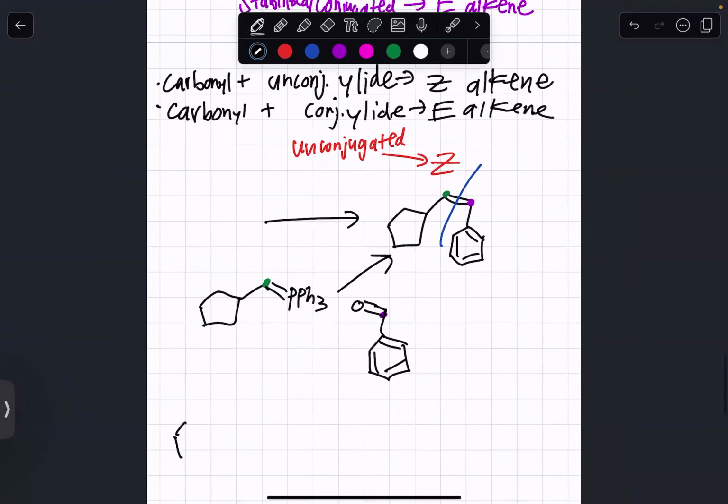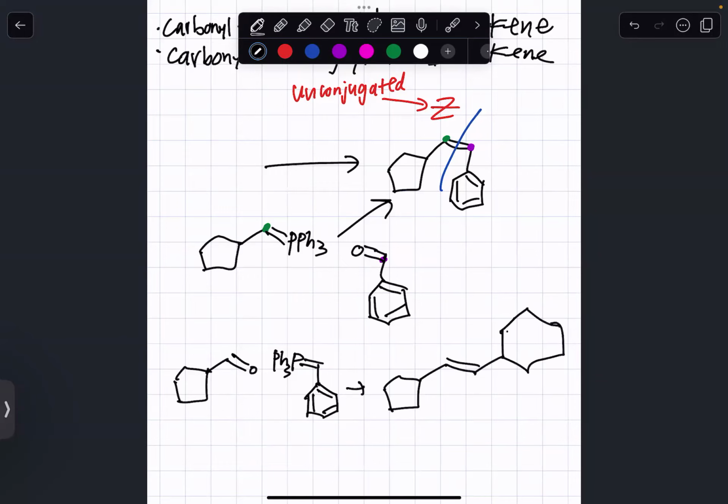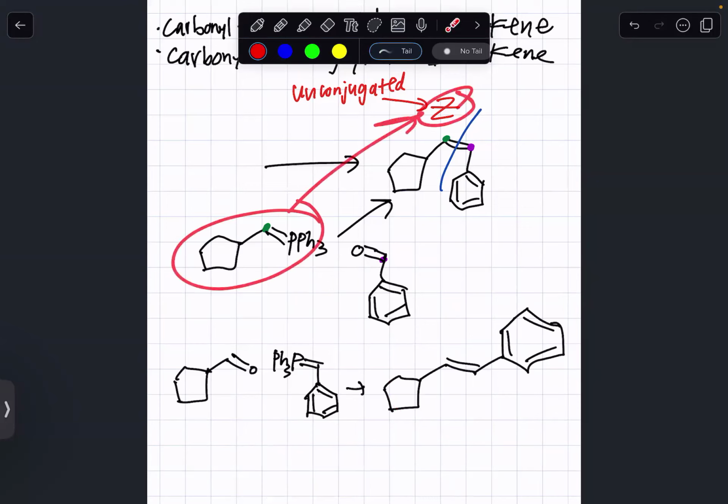If we reversed things, making that green carbon the carbonyl and that purple carbon the ylide, how would the product change? The alkene would become the E alkene, and it would look like this here. Because this is an unconjugated ylide giving you the Z, and this is a conjugated ylide giving you the E.